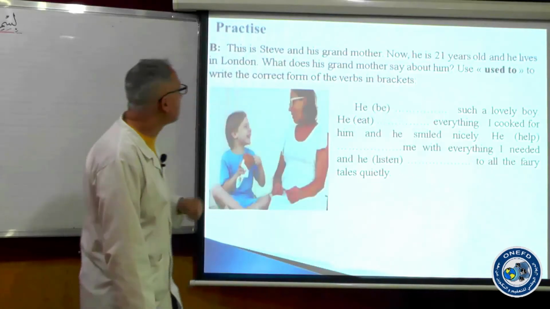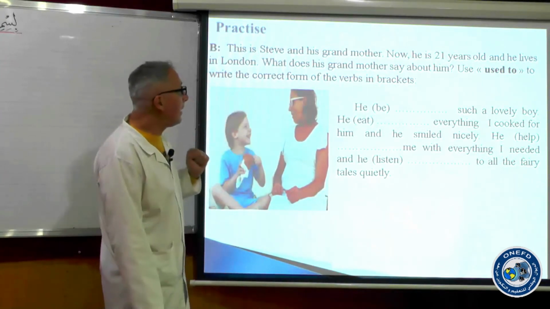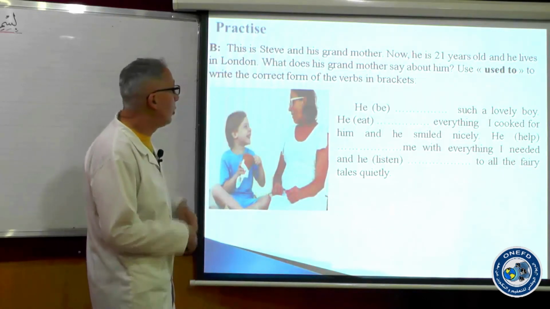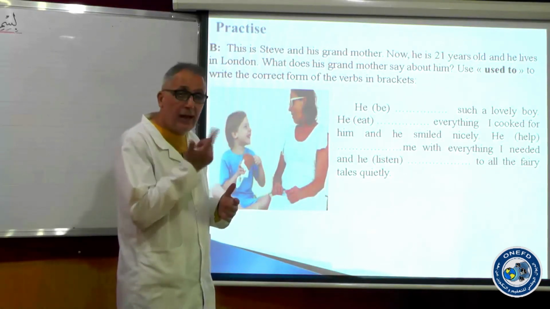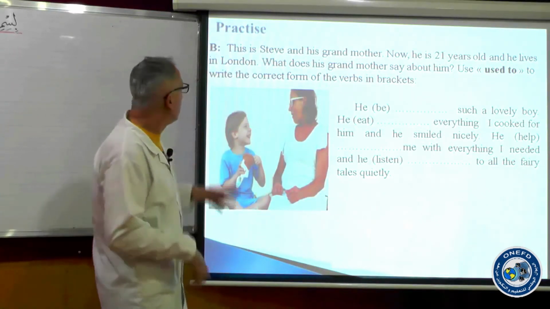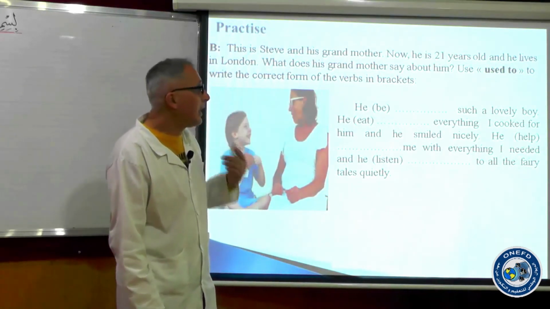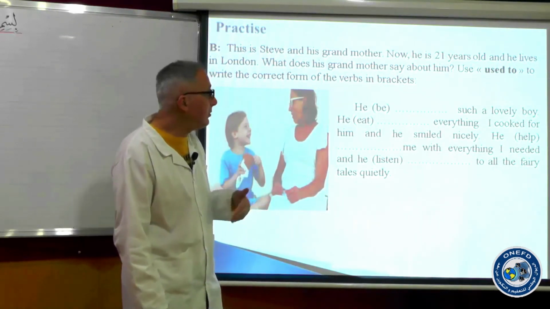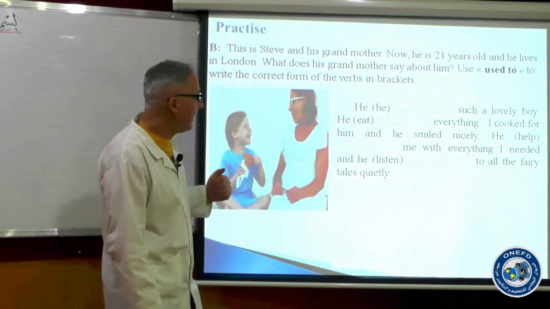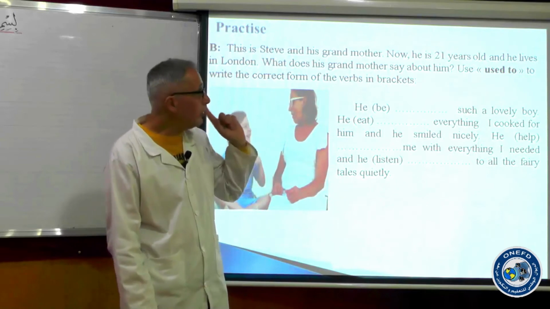We move to the next task. Let's read the instruction. This is Steve and his grandmother. Now Steve is 21 years old and he lives in London. What does his grandmother say about him? You are going to use used to write the correct form of the verbs in brackets. He be such a lovely boy. He ate everything I cooked for him and he smiled nicely. He helped me with everything I needed and he listened to all the fairy tales quietly. You think and you do the task.